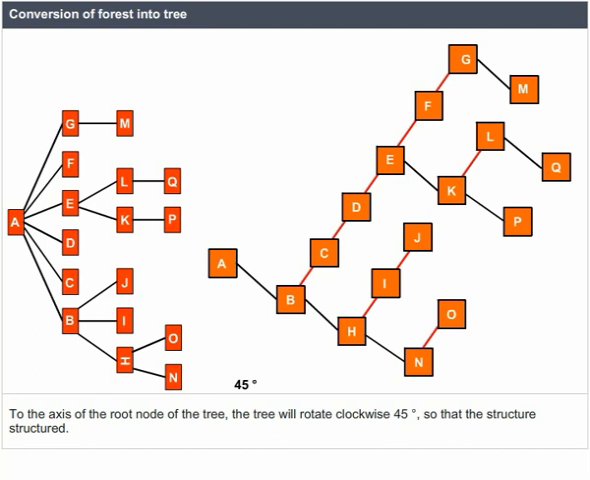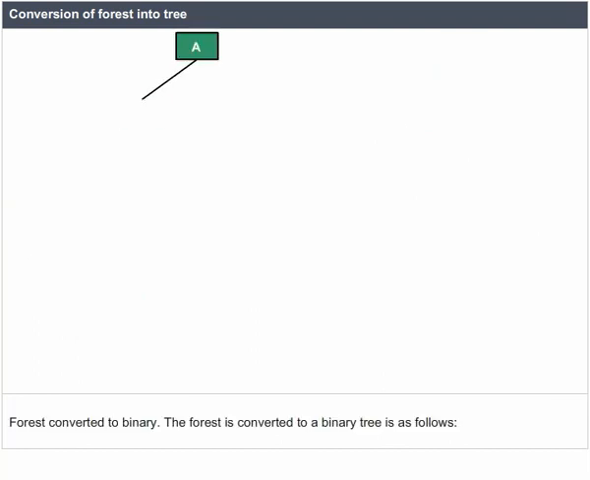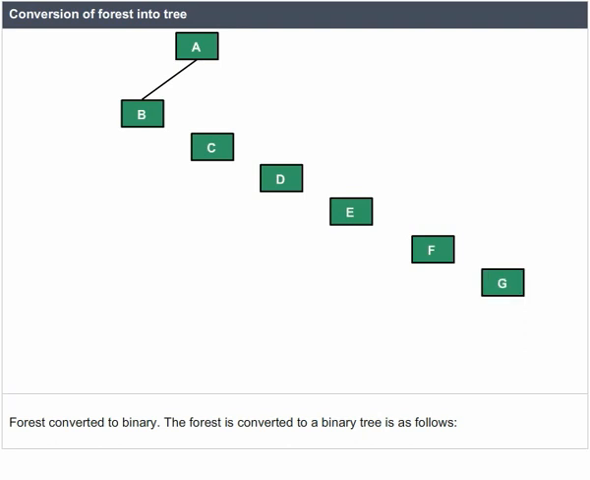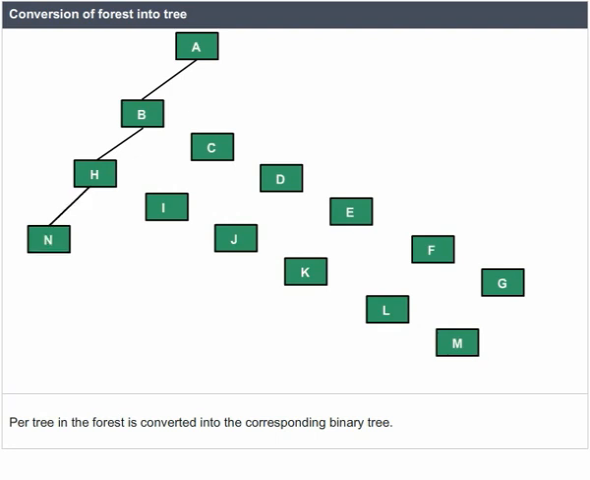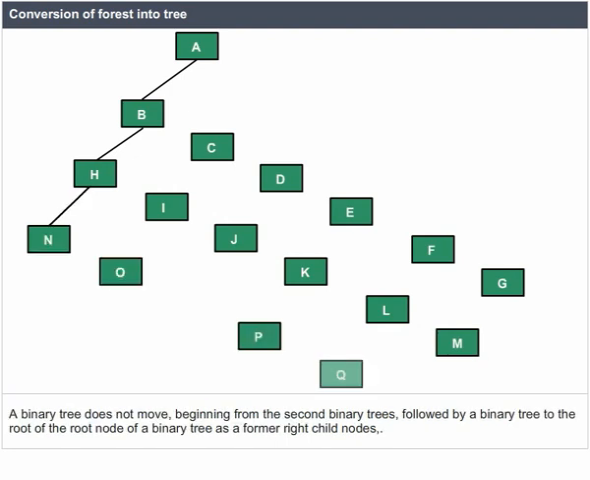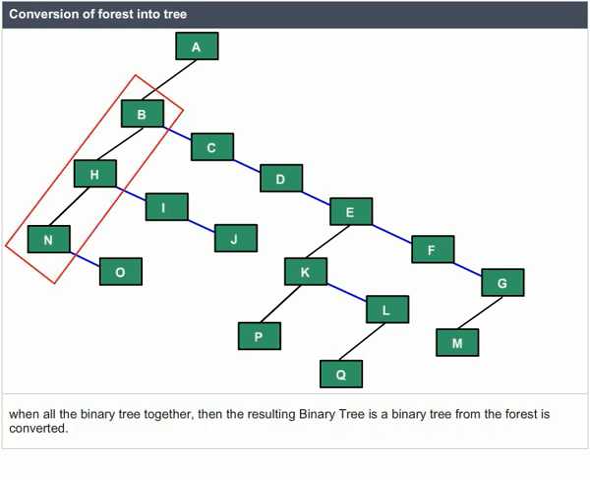Converting a forest to a binary tree. The forest is converted to a binary tree as follows. Each tree in the forest is converted into the corresponding binary tree. Beginning from the second binary tree, each binary tree is attached to the root of the previous binary tree as the right child of its root node. When all the binary trees come together, the result is the binary tree converted from the forest.